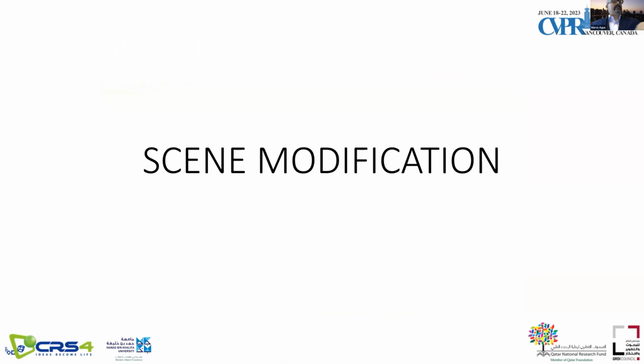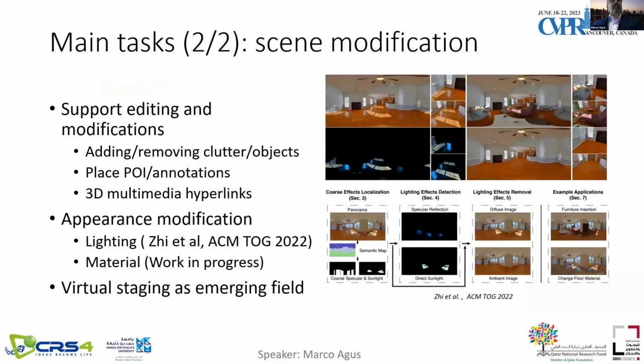And now I come to the second part of the talk. This is related to scene modification, so how to perform data-driven editing of the scenes. In general, when we want to support this kind of modification, we want to do operations like adding and removing objects, or we want to place points of interest. We want to put multimedia links, 3D multimedia links, for example, to move between different rooms. We want to add annotations.